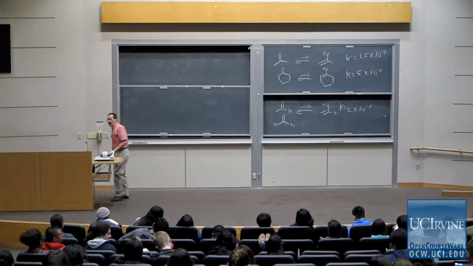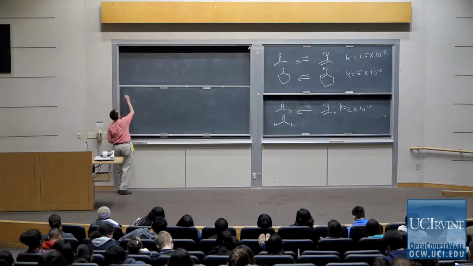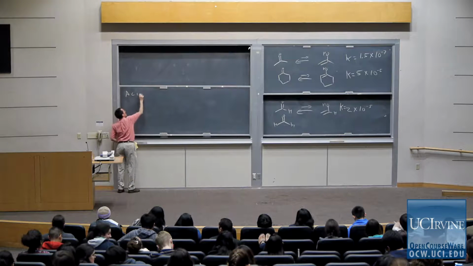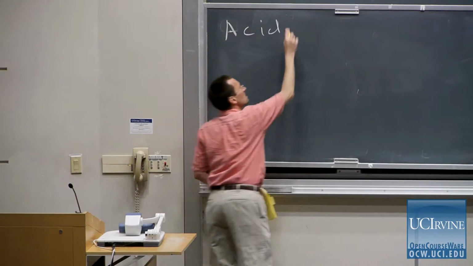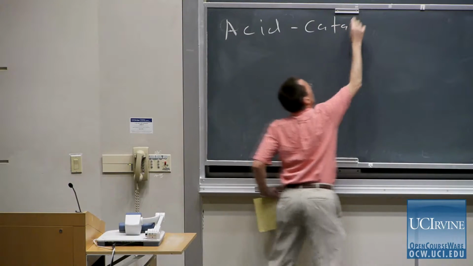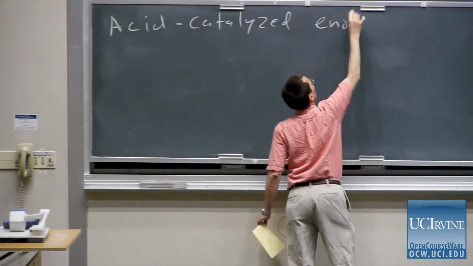Let's now look at how we get from the keto tautomer to the enol tautomer. This reaction can be catalyzed by either acid or base. I want to start off by talking about acid-catalyzed enol formation.